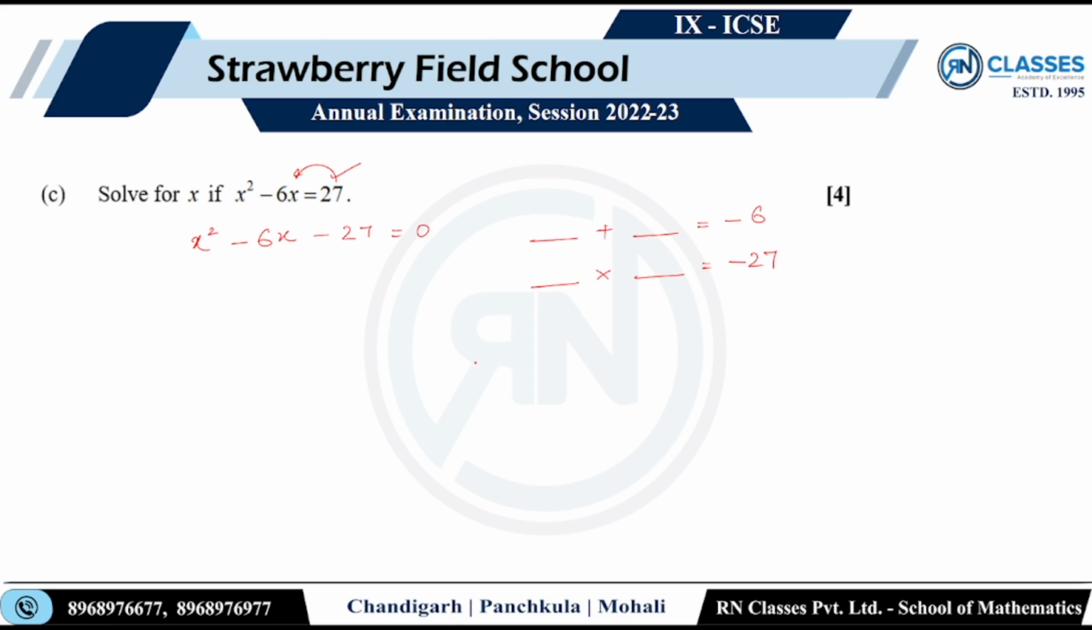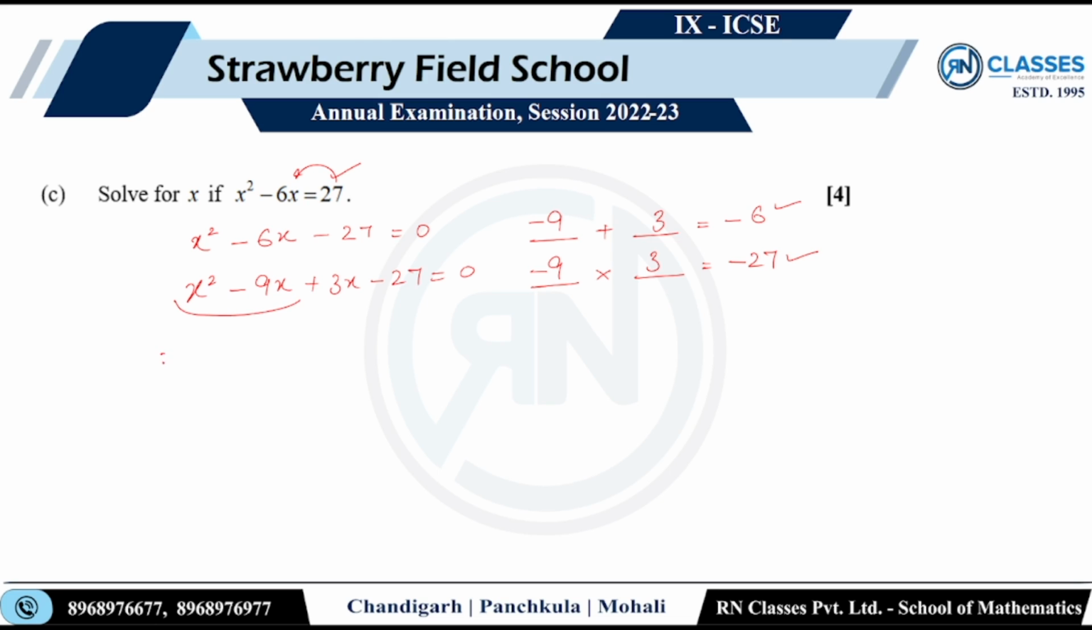कौन से ऐसे दो नंबर लो? 9 3s are 27. ठीक है, माइनस बनना चाहिए. माइनस कहां से पता चलेगा? यहां से. -9 plus 3 is -6, and -9 into 3 is -27. नंबर हम चूज करते हैं मल्टीप्लीकेशन से, हम साइन चूज करते हैं एडिशन से. So x square -9x plus 3x minus 27 becomes 0.